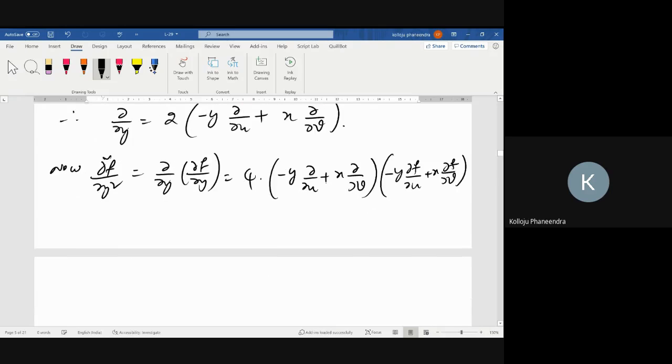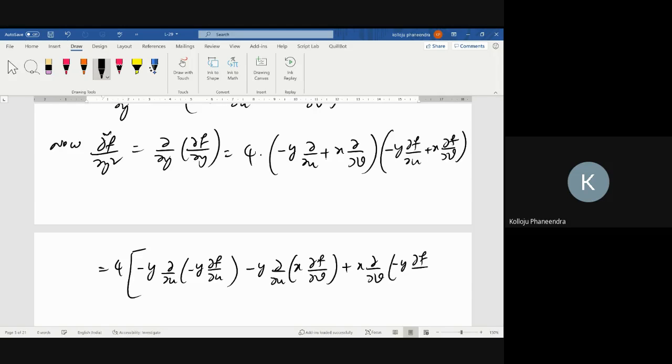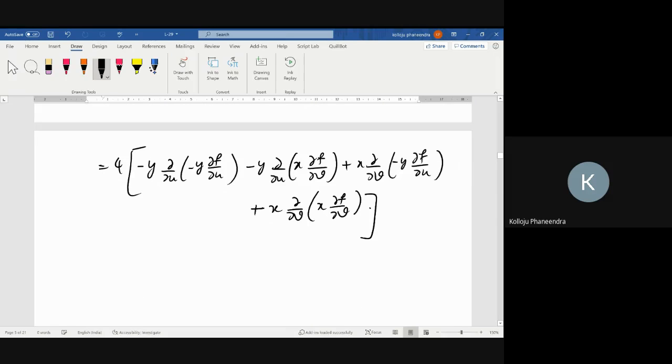Okay, so taking multiplication, this is 4. First one, minus y into ∂/∂u of minus y ∂f/∂u. Next, minus y into ∂/∂u of x ∂f/∂v. Next, x into ∂/∂v of minus y ∂f/∂u. Next, plus x into ∂/∂v of x ∂f/∂v. Now, since y and x are not functions of u and v, those are treated as constant. So I'm getting y² into ∂²f/∂u².